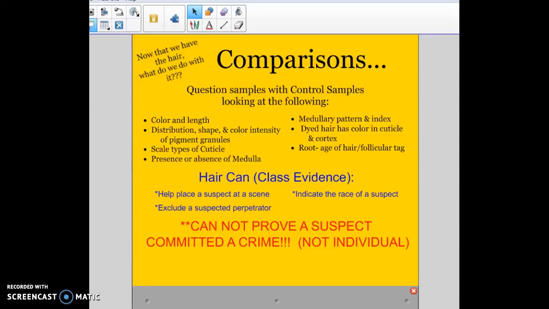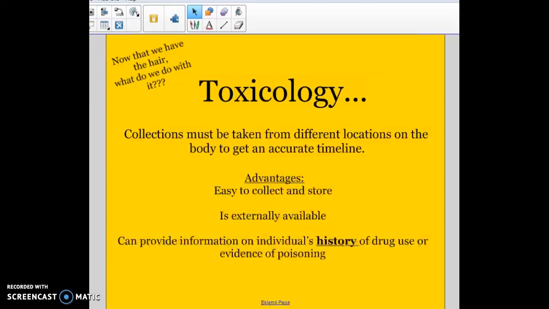your brown hair and your redhead, and you could say most likely this person was there, all their hairs matched, but you can't say for certain that they committed it because there's all sorts of other people that could have those same characteristics. Unless you find a follicular tag on a hair and you can run a DNA match, hair is still considered class evidence. So it can't prove a suspect committed a crime because it's not an individual piece of evidence, it's only class, but it can significantly narrow down your search and it can be very probative in court.